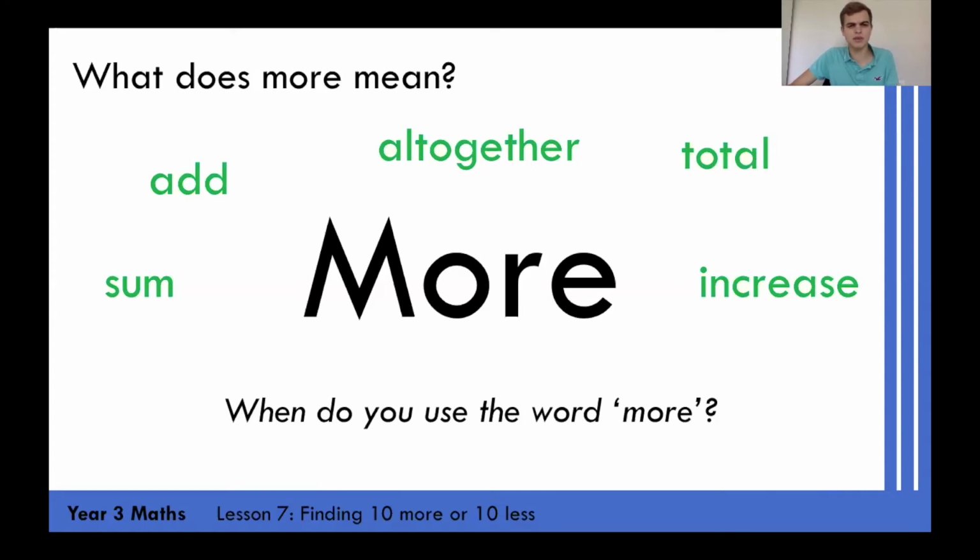Can you think of any other times that you might use the word more? I've just given you an example when you want more cake. But can you think of any other examples? Have a think. Fantastic, well done. You might use the word more quite a few times in the day when you want more of something, when you want to add something to the amount that you already have.